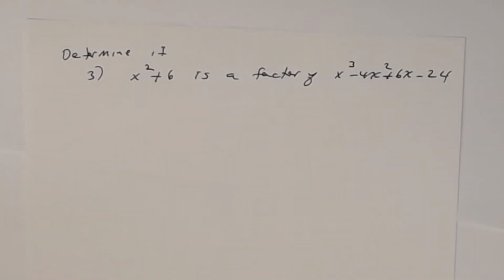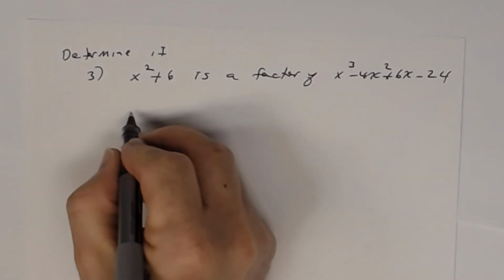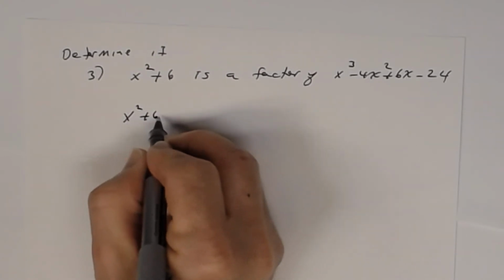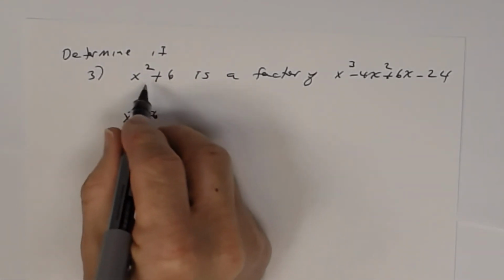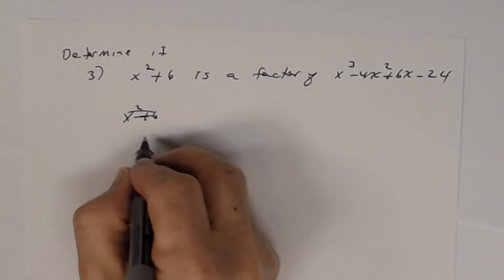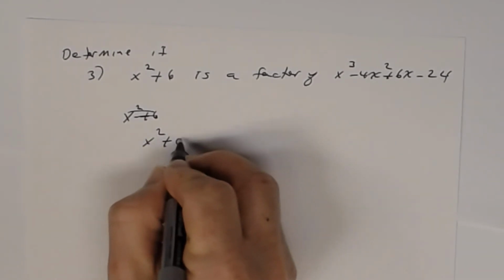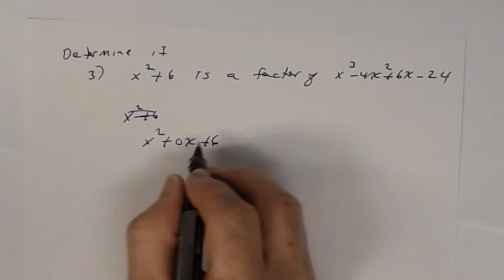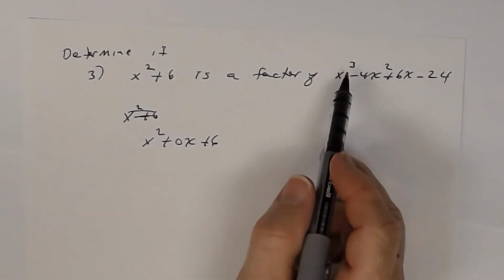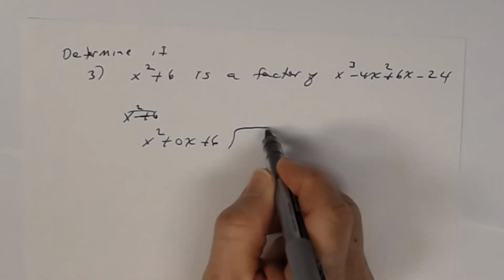Okay, so let's look at that one. Determine if x squared plus 6 is a factor of x cubed minus 4x squared plus 6x minus 24. All right, so we're going to do long division. So x squared plus 6. Oops, sorry, there's a missing term, right? So you need a 0 term. So we're going to say x squared plus 0x plus 6. There's no missing term here, and everything's in descending order.